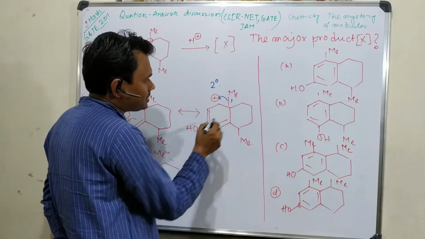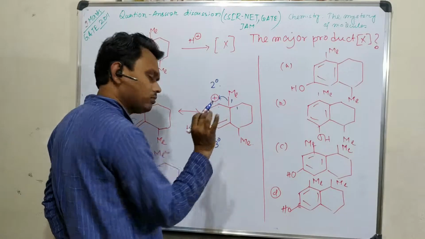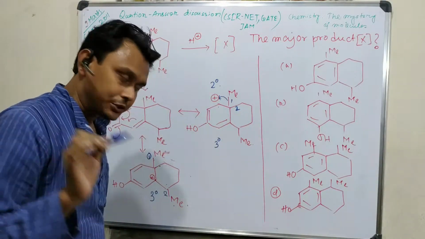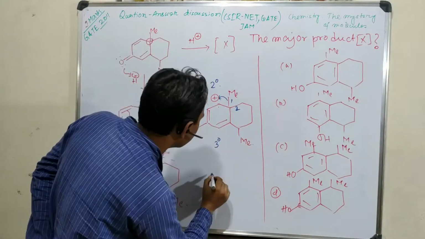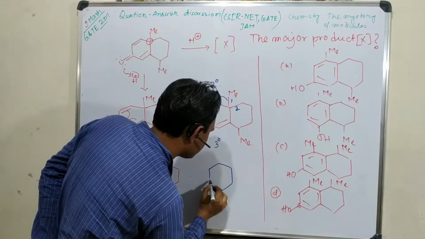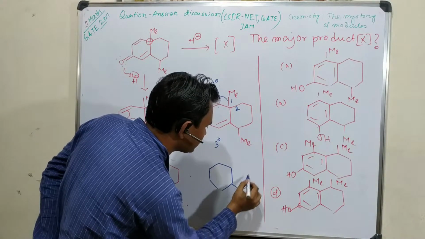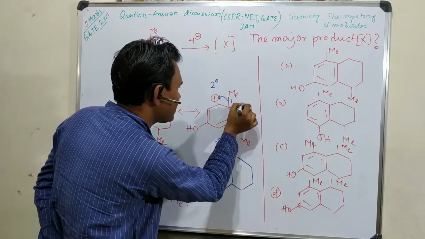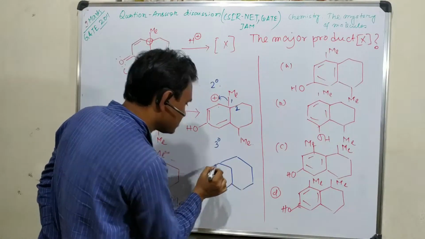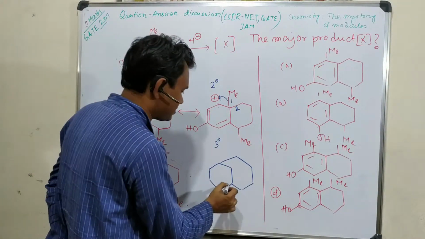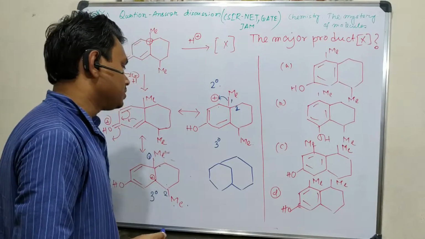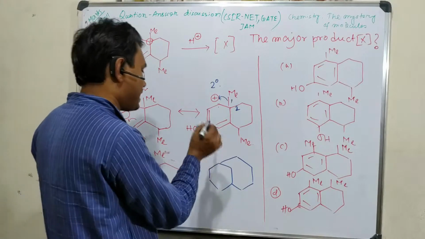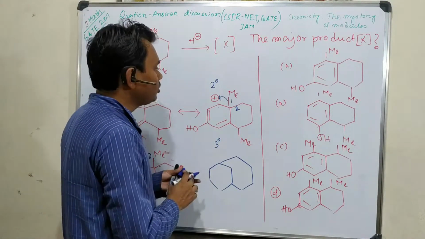And another thing, if this bond migrates, I am not saying that it will migrate, but let's check the options. If it migrates, what will be the product? If you see the product structure, it will look to you also that it is impossible. This bond migrates from here to here. So this bridgehead will not be favored. And another thing, why will it not be favored?